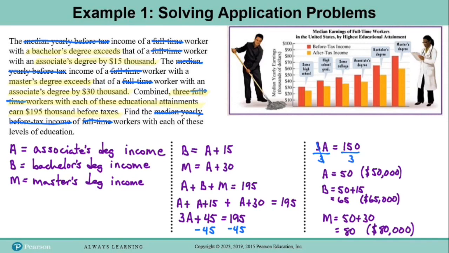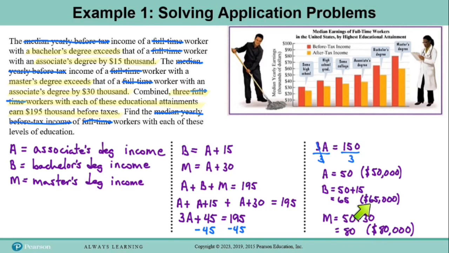And so now what we want to do is take these 3 numbers that we found and go back to our problem and see if they fit in the problem, just to check our reasoning. So remember that they said a bachelor's degree worker's income exceeds an associate degree worker by $15,000.